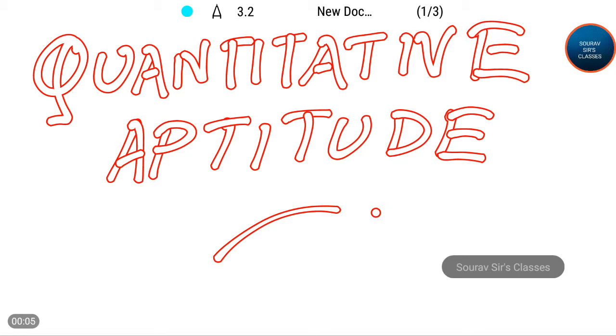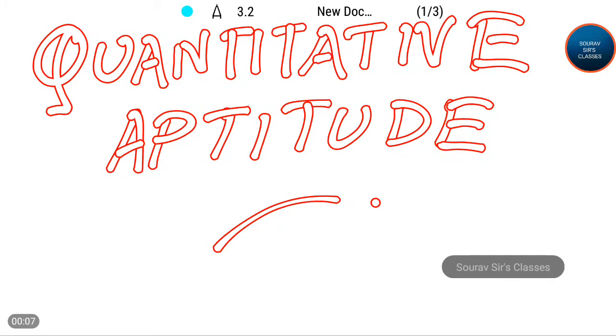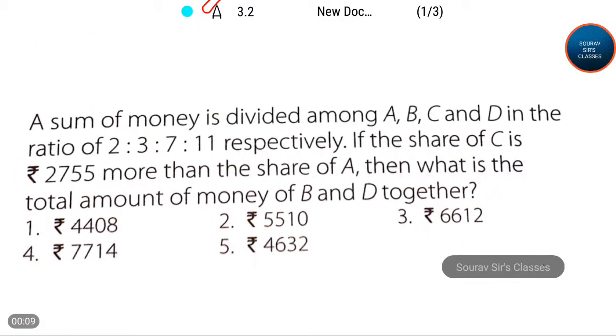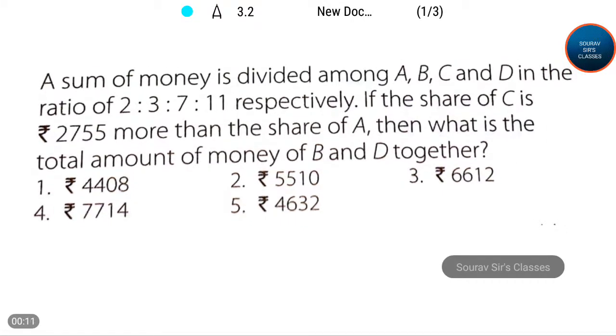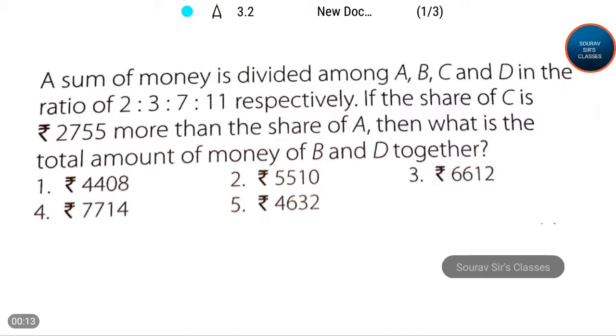Today our topic is quantitative aptitude and here some questions are given. We have to solve these questions. Our first question is, a sum of money is divided among A, B, C and D in the ratio of 2 is to 3 is to 7 is to 11 respectively.